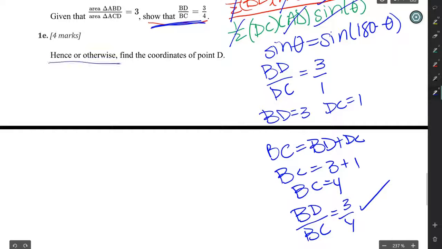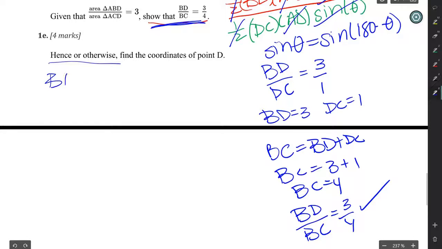Now it says, hence or otherwise, find the coordinates of point D. When it says hence, that means that we're going to use what we just found. Because it says otherwise, it means you can make up any other way that you want to and still get credit. If it just said hence, you have to use what you just did. You can't make up another way. Here they let us make up another way, but I don't want to because I just did all this work, so I may as well use it.